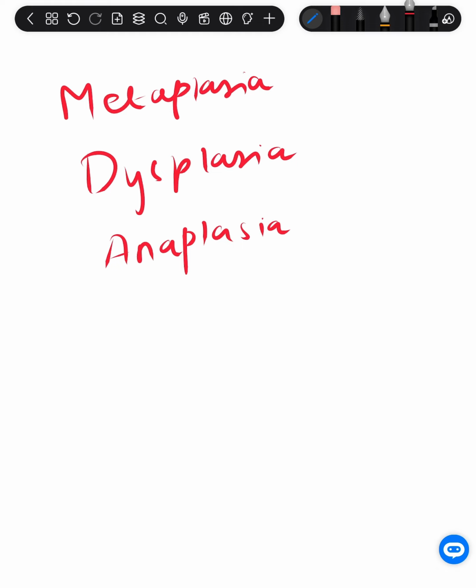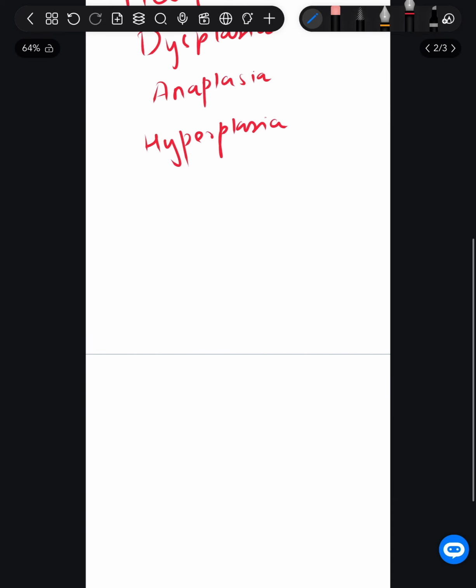So we have metaplasia, dysplasia, anaplasia, and the fourth type of plasia we'll be dealing with today, which is hyperplasia. And if you don't understand my handwriting, I am so sorry. But these are the four topics that we'll be dealing with today. So let's start with metaplasia.